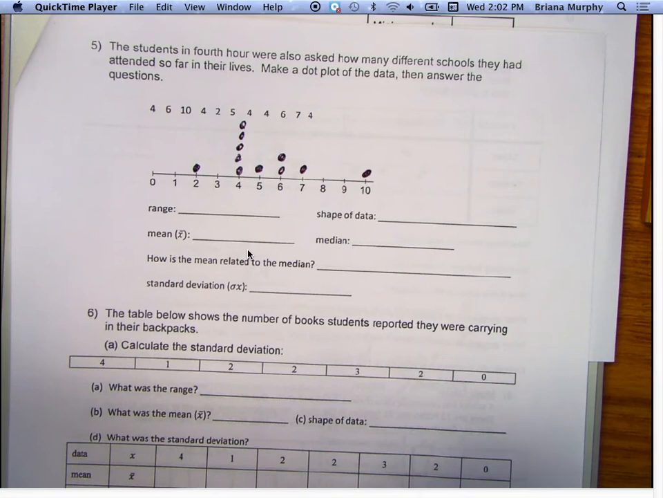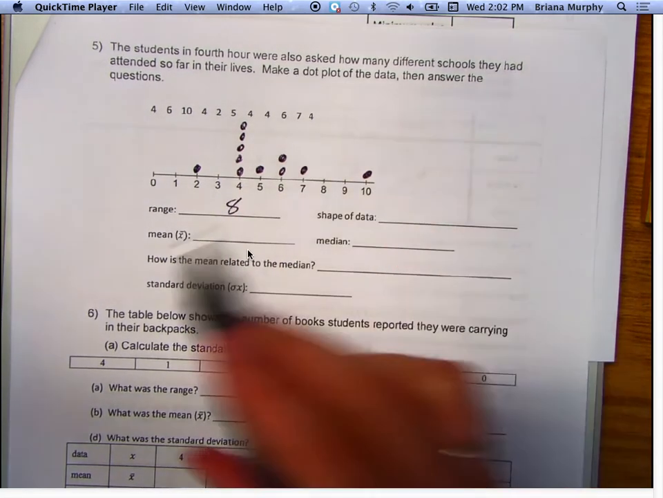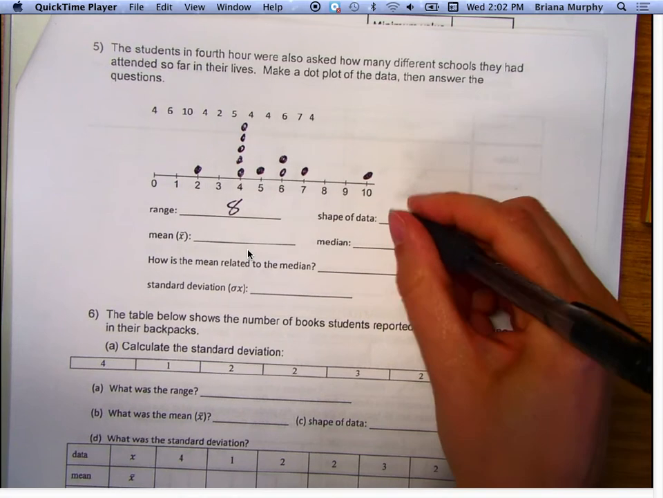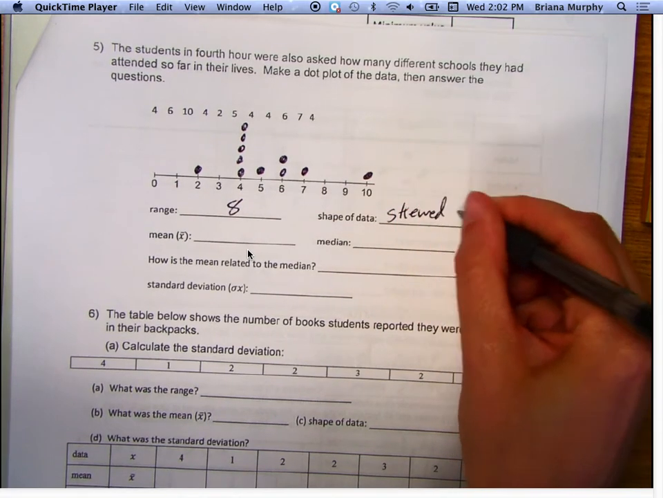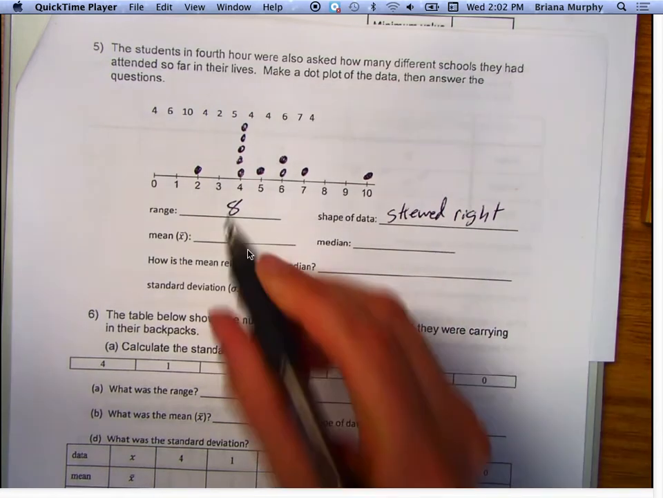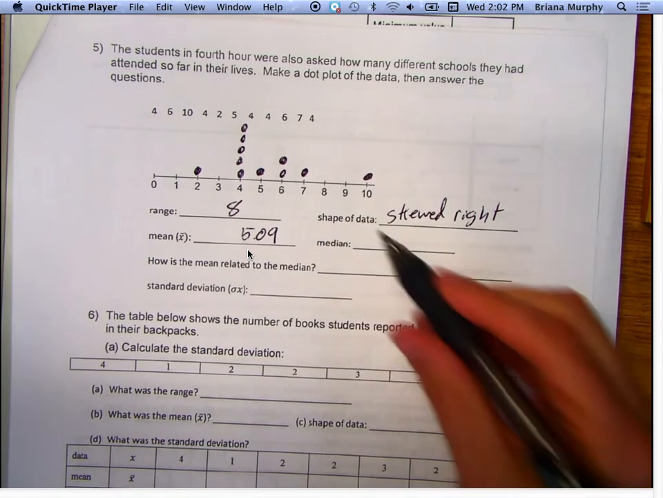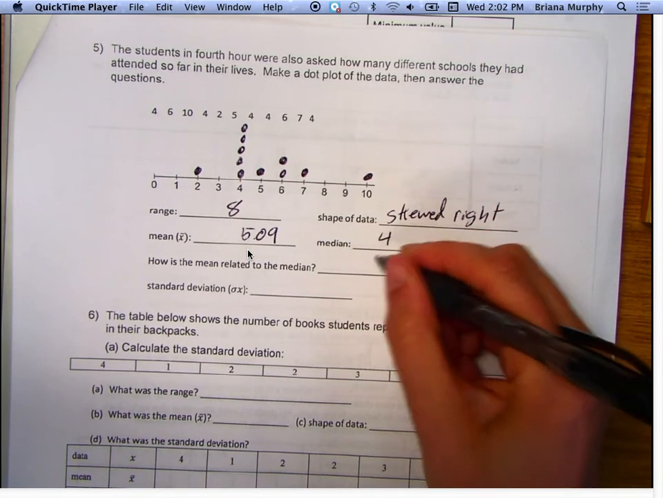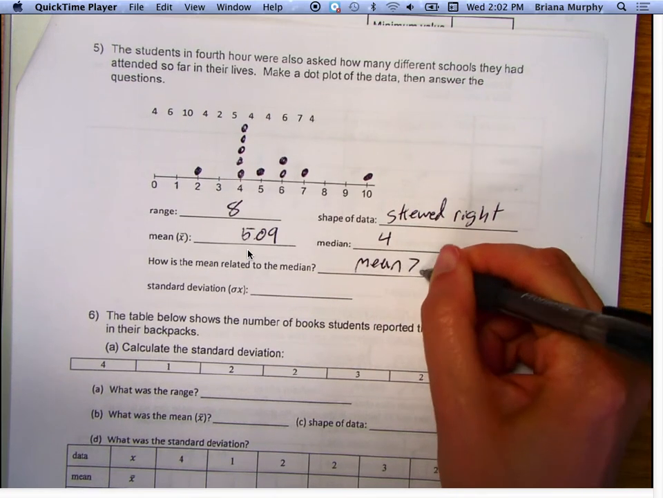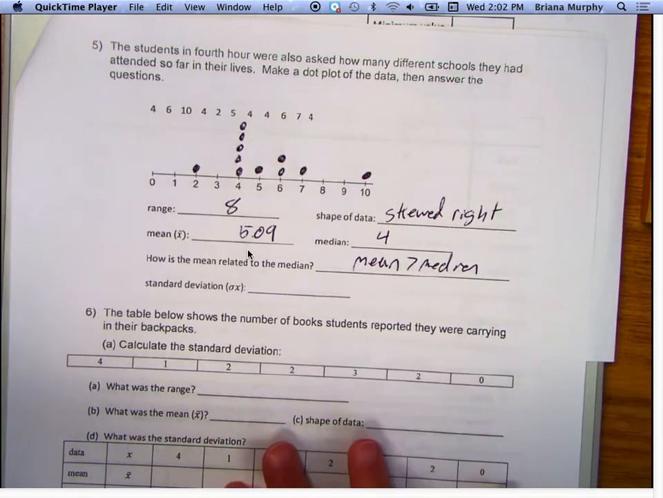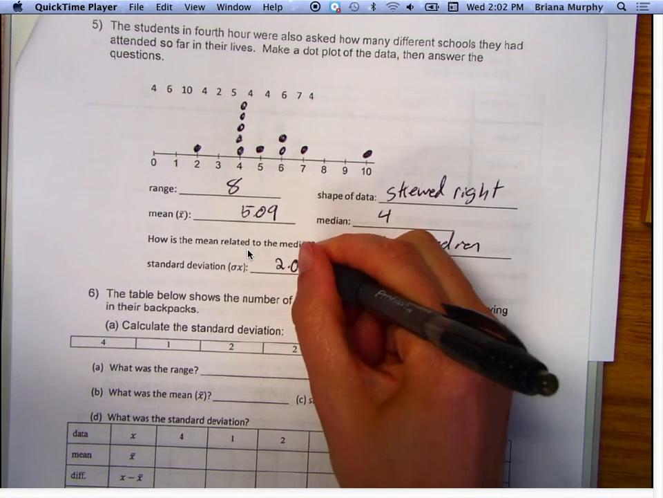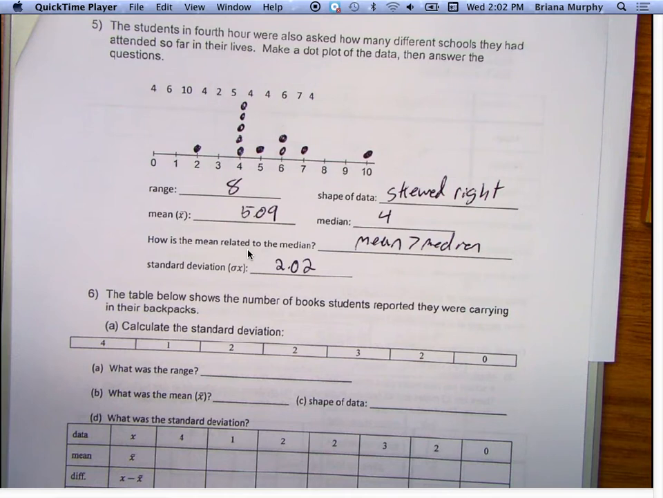So the range is 8. And we took the biggest one minus the smallest one. The shape of the data is skewed to the right. The mean is, I get 5.09 or 5.1 is fine. The median is, so the mean is greater than the median. And what's the standard deviation? 2.02. It doesn't have to be 2.02. If you can't round it, that's something that somebody gets wrong. Just write it, just don't round anything.